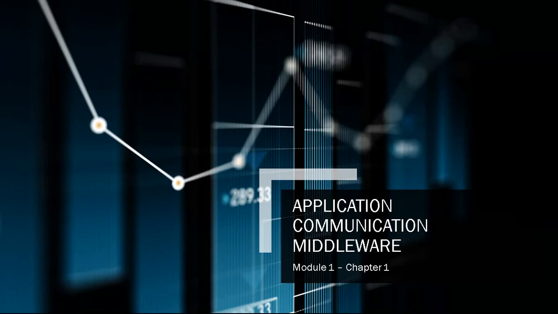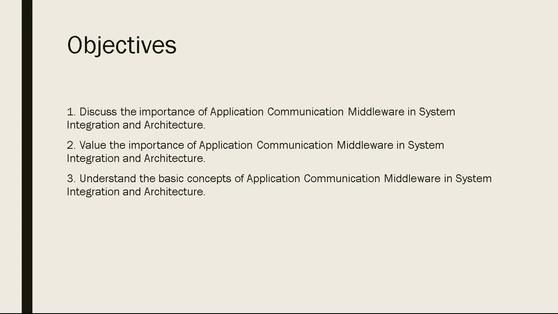Before anything else, our objectives are as follows. Number one, discuss the importance of application communications middleware in system integration and architecture. Number two, value the importance of application communication middleware in system integration and architecture. And number three, understand the basic concepts of application communication middleware in system integration and architecture.